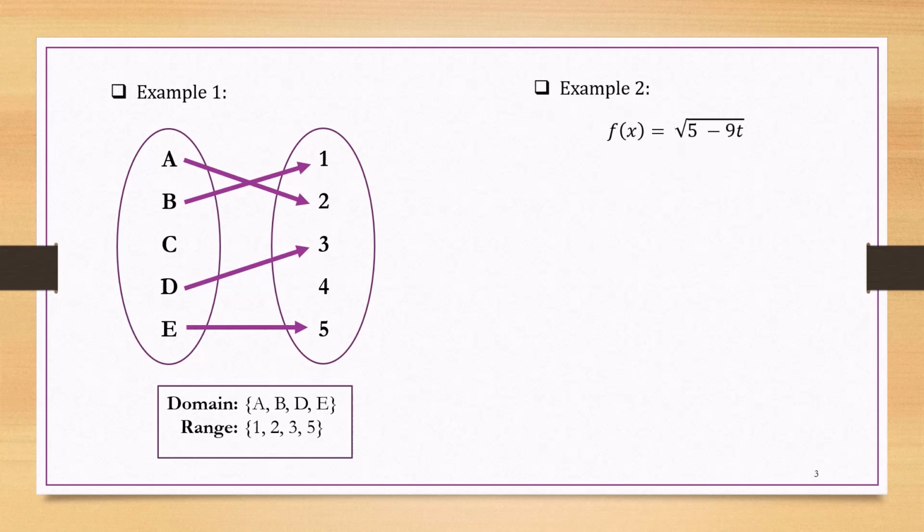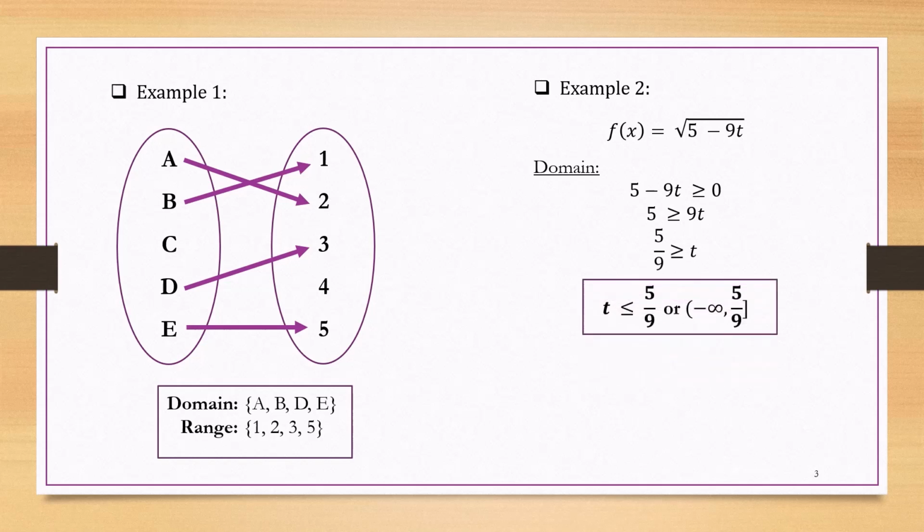Example 2 needs more of an algebraic approach to solving the domain and range. First, let's focus on figuring out the domain. What we do here, similar to what we did in example 1, is find what values can serve as inputs within the function. Because we know the square root does not allow any negative values, we set up the expression 5 minus 9t greater than or equal to 0. Then, we simply solve for t in order to find one of the boundaries.